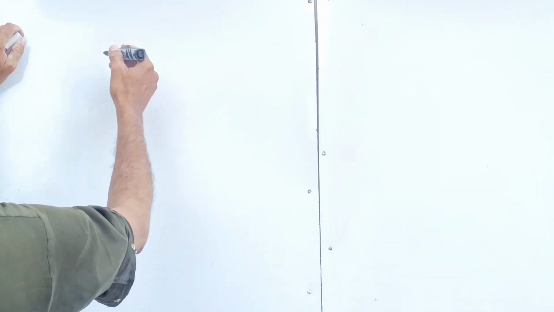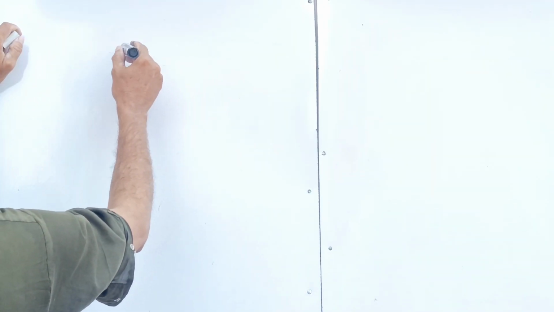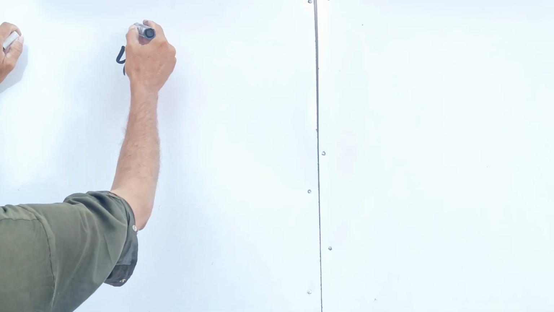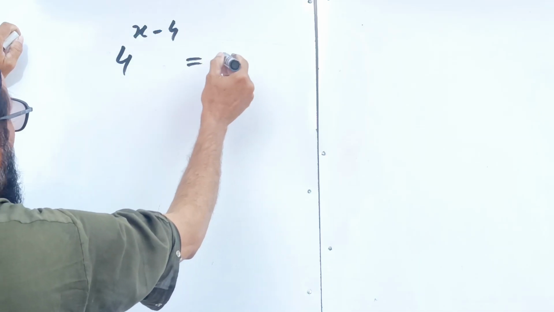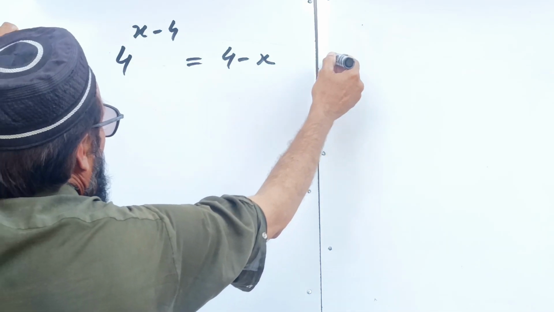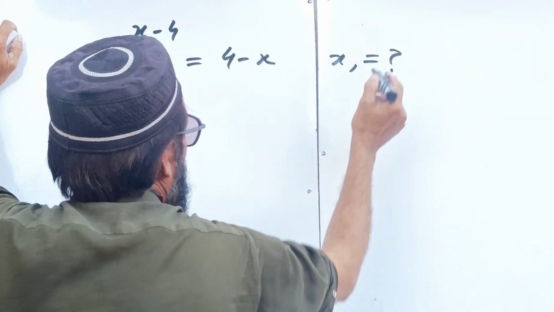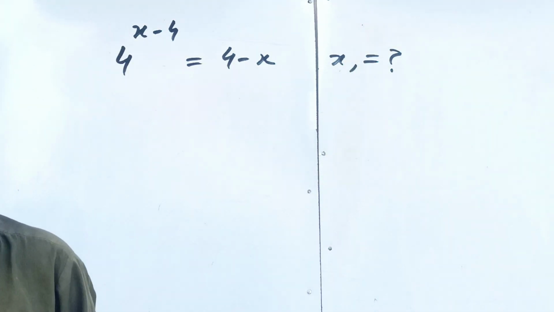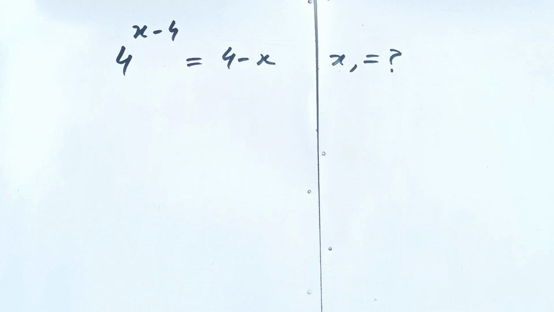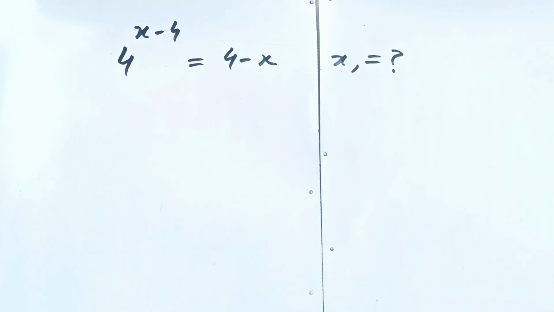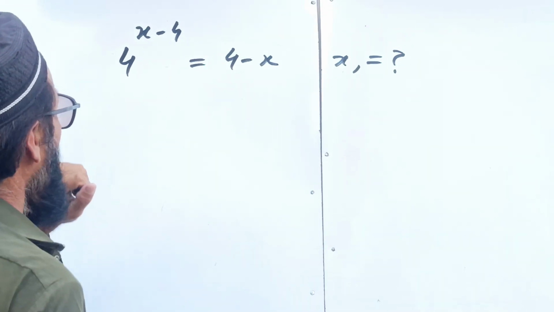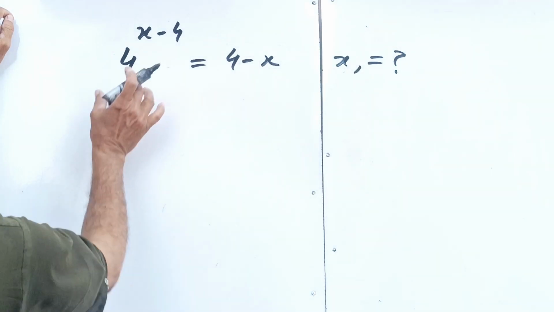Exponential equation, how we can calculate the value of x. So for 4 exponent of x minus 4 is equal to 4 minus x, how we can determine the value of x is unknown. So in this type of question, first of all, we can eliminate this left hand side term.